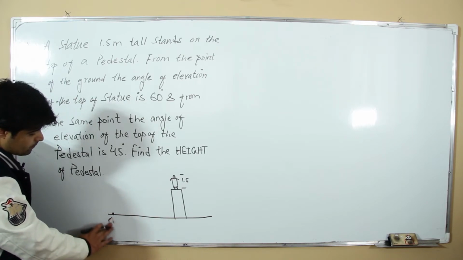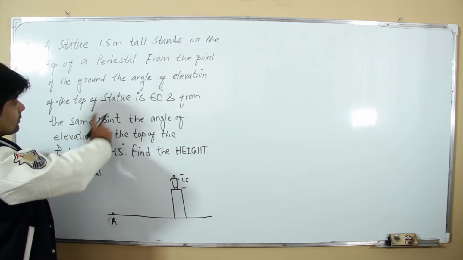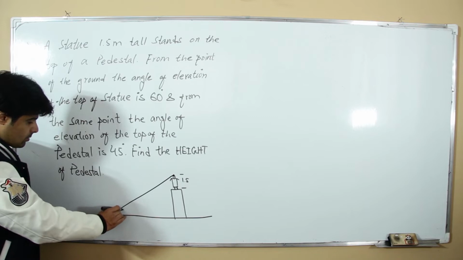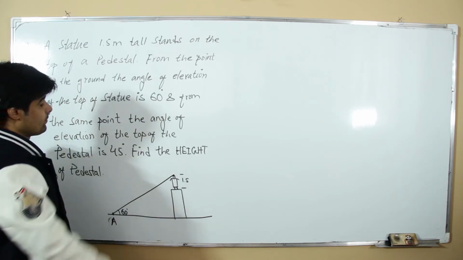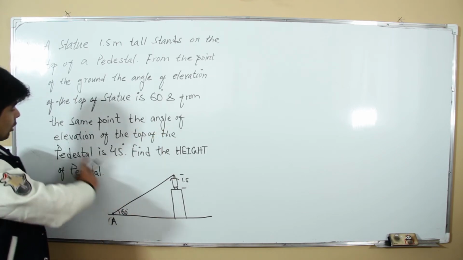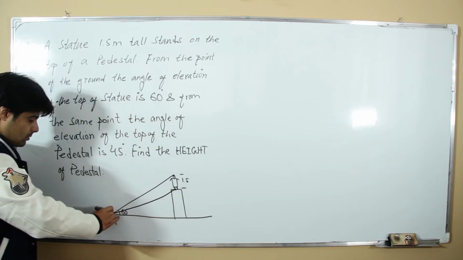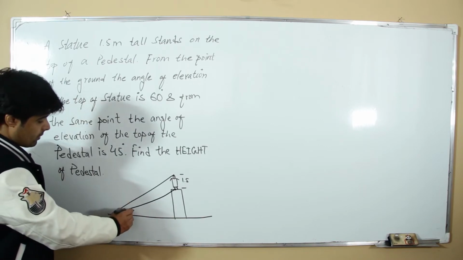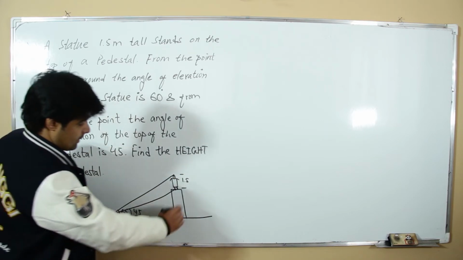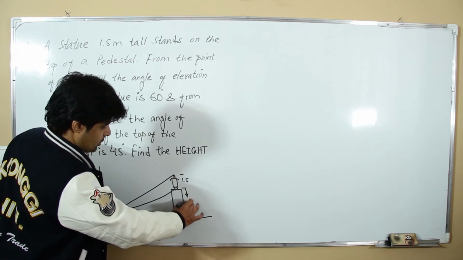From this one, the angle of elevation of the top of the statue, this is the top of the statue, it is 60 degrees. And from the same point, it means from point A, the angle of elevation of the top of the pedestal, this is the top of the pedestal, this is 45 degrees. Now, find the height of the pedestal, this one. You have to find this part, which is h.